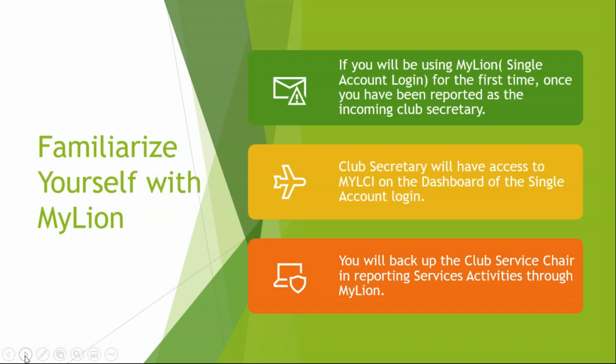This year we have separated the My Lion. There is a My Lion course, and the recorded webinar is in the can at this time. I will be having two live classes, one on June 22nd and one on June 29th. June 22nd in Buda, June 29th in Austin at the School for the Blind. But otherwise, you need to familiarize yourself with the My Lion single login account.